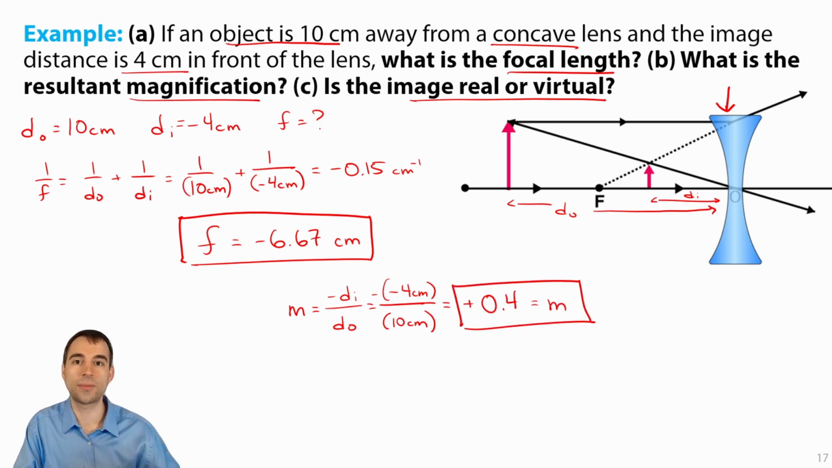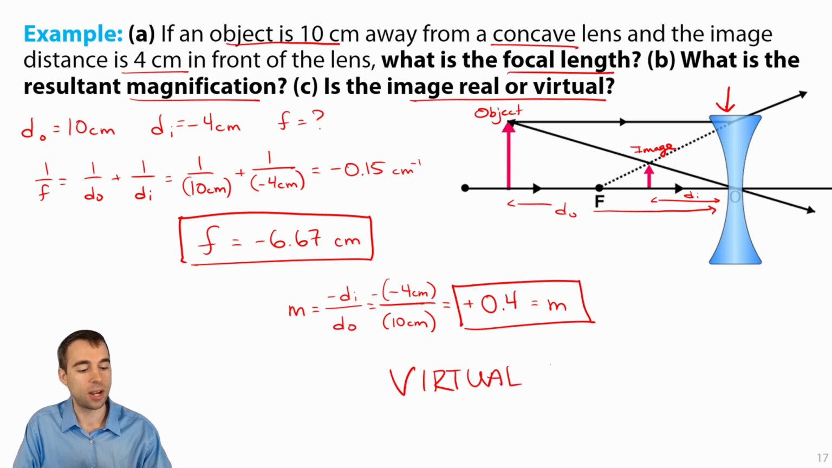Here we see that our magnification ends up being positive, implying that our image is upright compared to our object. This is our object. This is our image, and we see that the image is upright. It's the same orientation as our object, and it is also shrunken or reduced in size. That's because our magnification is less than 1. And in this case, we form a virtual image.